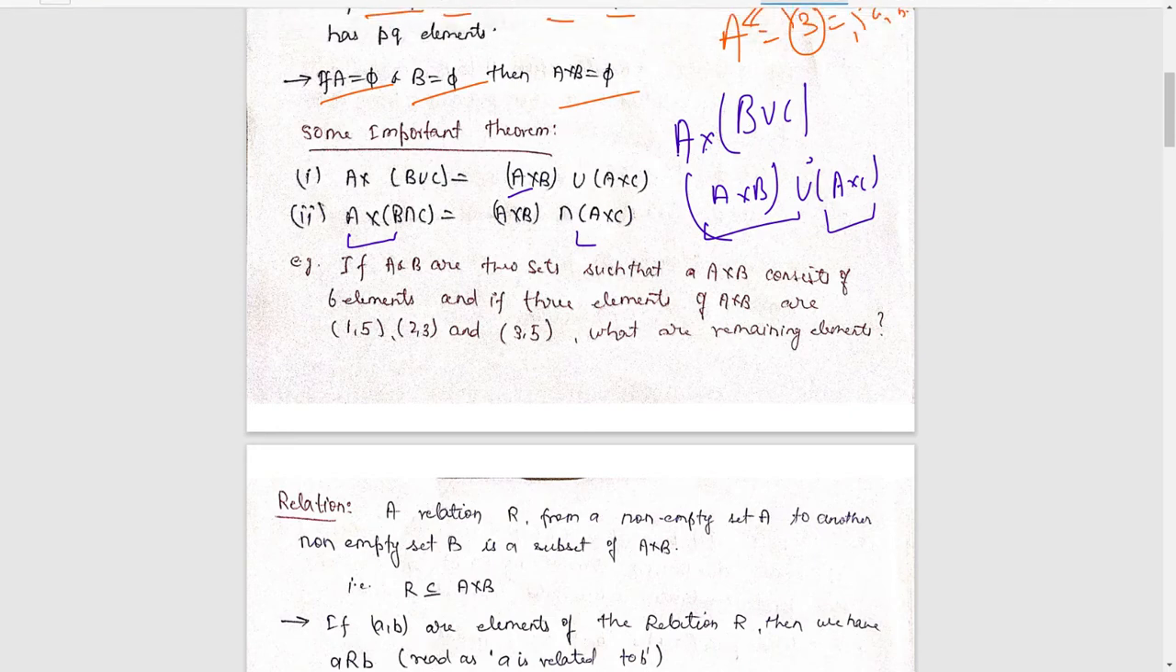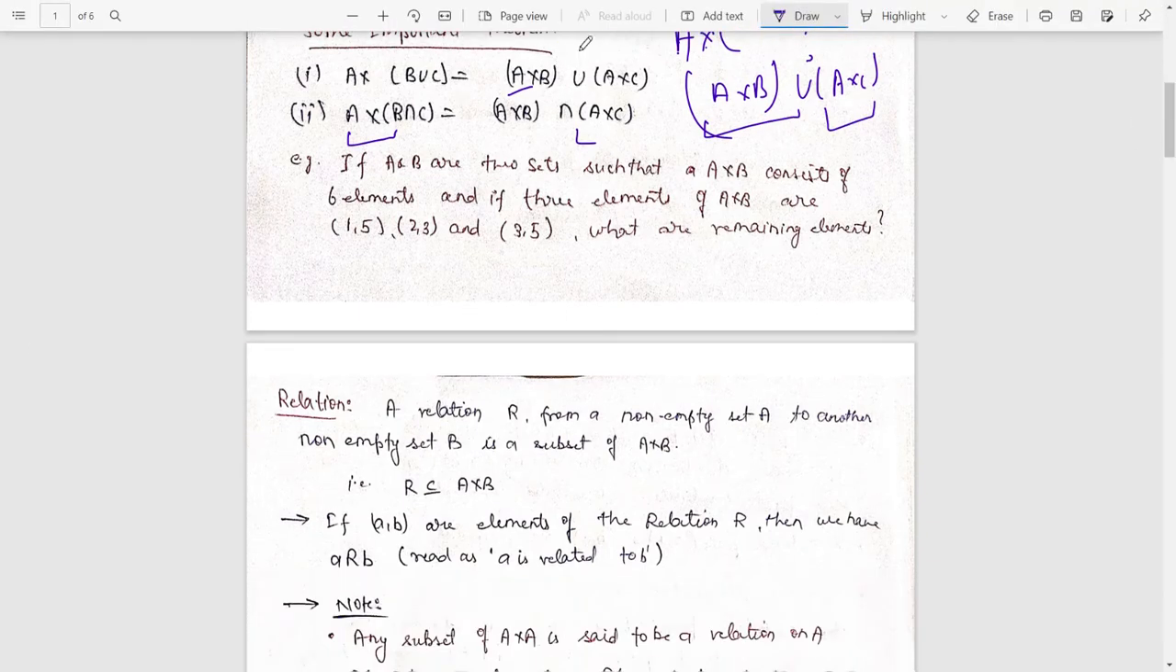Now, let's see an example and how we can do this. If A and B are two sets such that A cross B consists of six elements, and three elements of A cross B are given: 1 comma 5, 2 comma 3, and 3 comma 5. So what are the remaining elements? You have to find the remaining three elements.